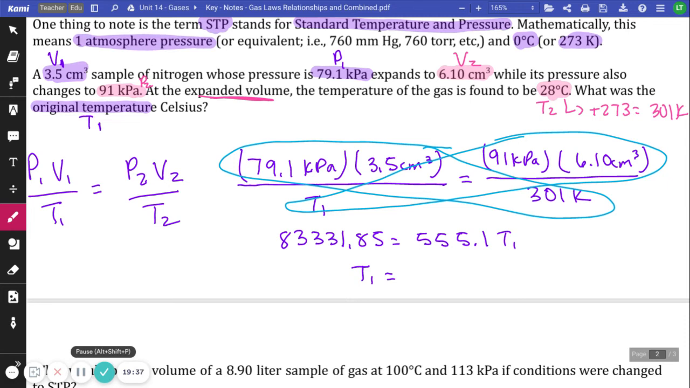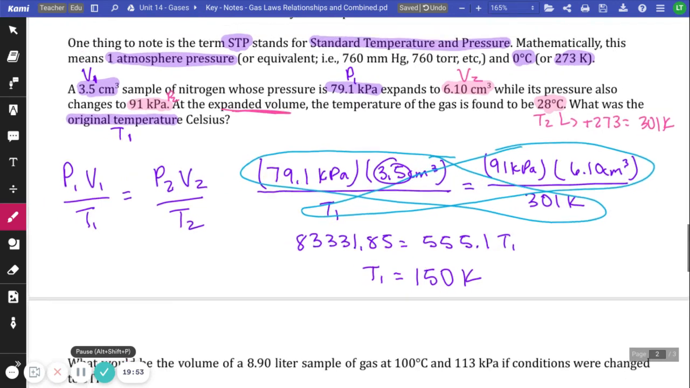We do need to check our sig figs here. So we're multiplying and dividing, so we're going to go with our fewest number of sig figs, which I see that 3.5 is our fewest number because it only has 2 sig figs. So my answer should only have 2 sig figs. So I get 150 Kelvin.